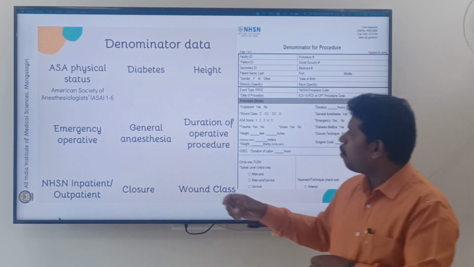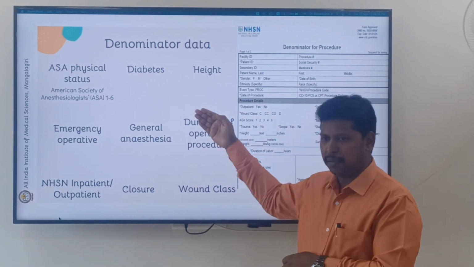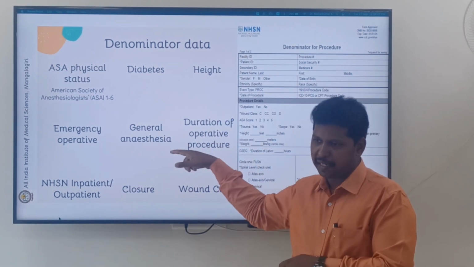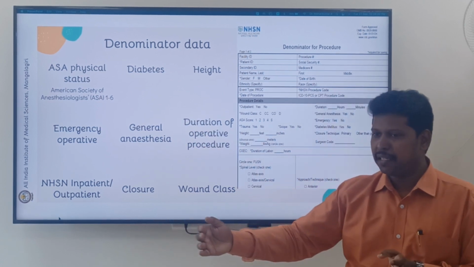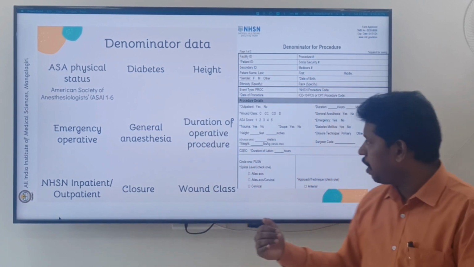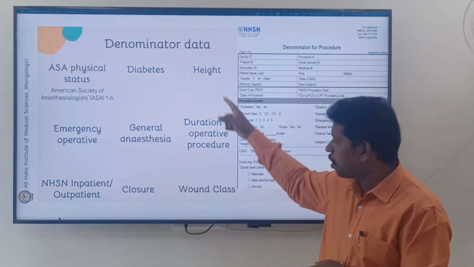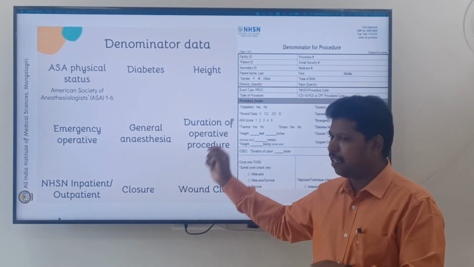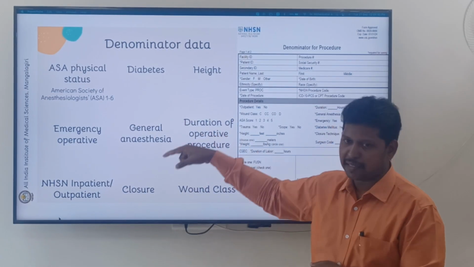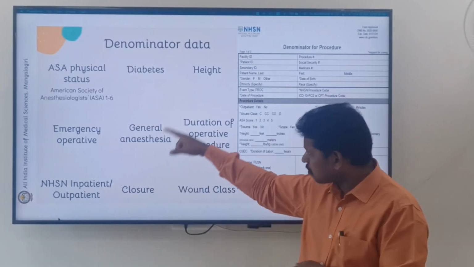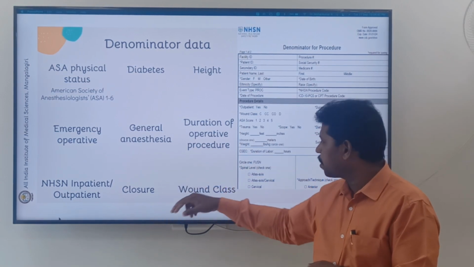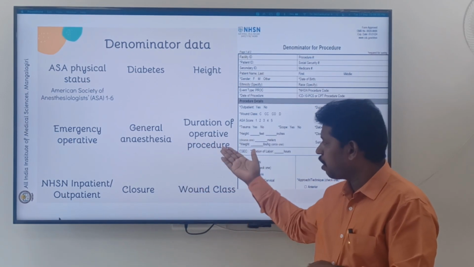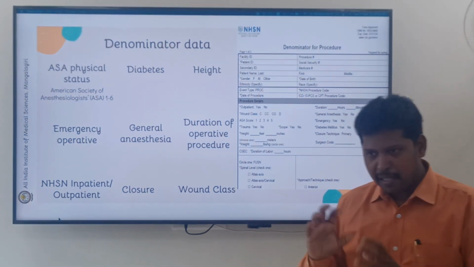But in the denominator, we need to have multiple documentation of data. All the total surgeries we are documenting. For each surgery, we need to categorize them in these particular groups. That means in each patient, we have to document all these data: whether diabetes is there or not, whether it is an emergency operation or a routine operation, inpatient or outpatient, what type of anesthesia, duration of surgery. All these things matter.